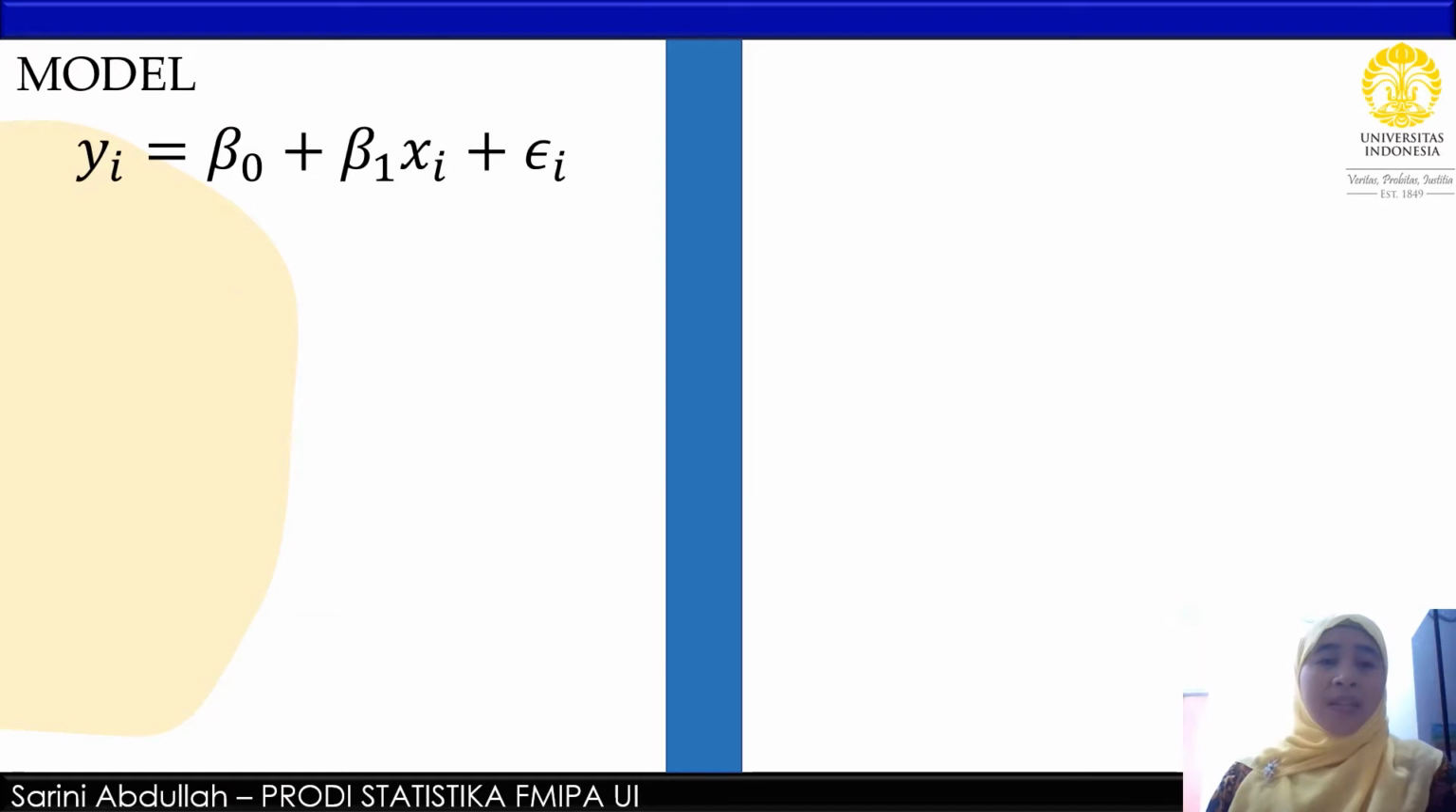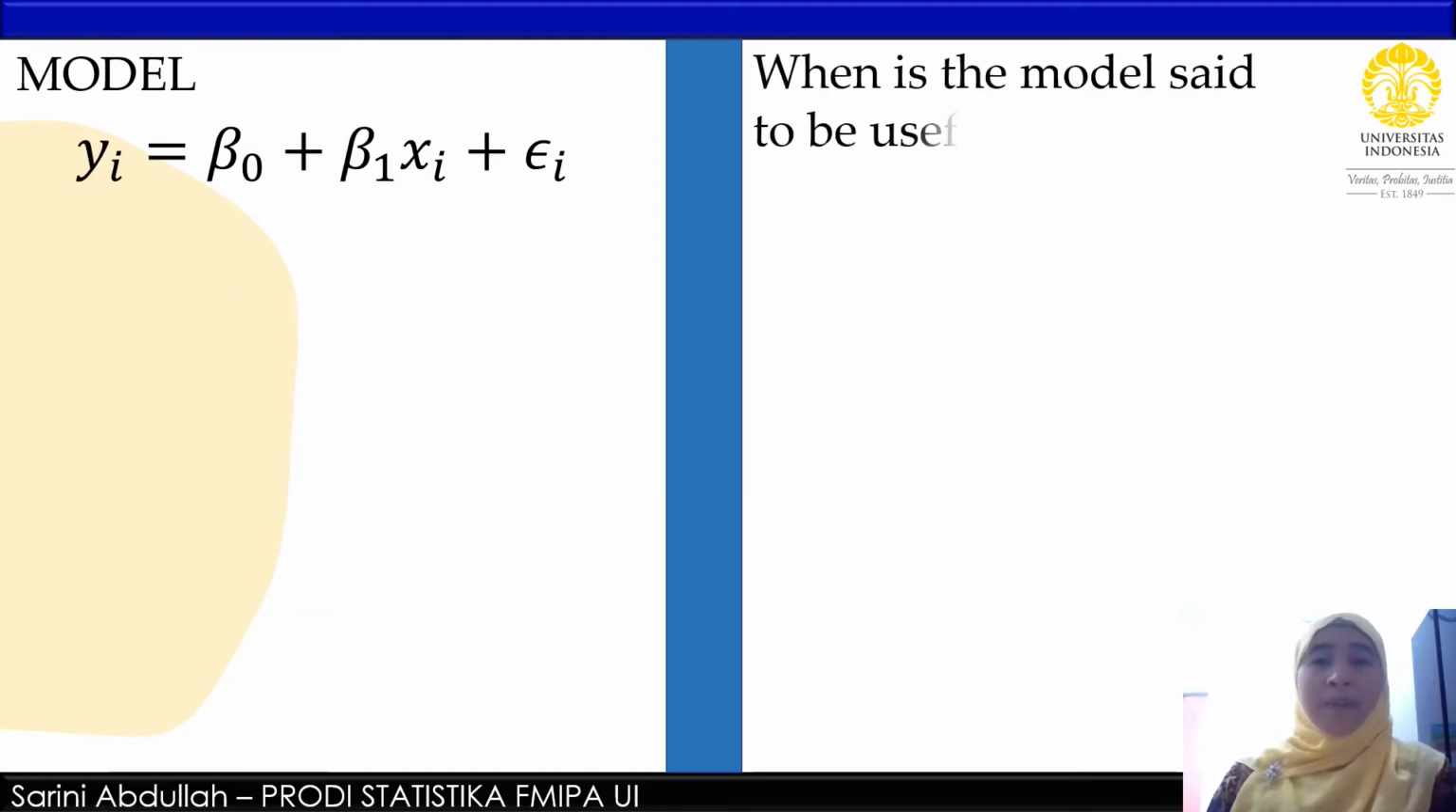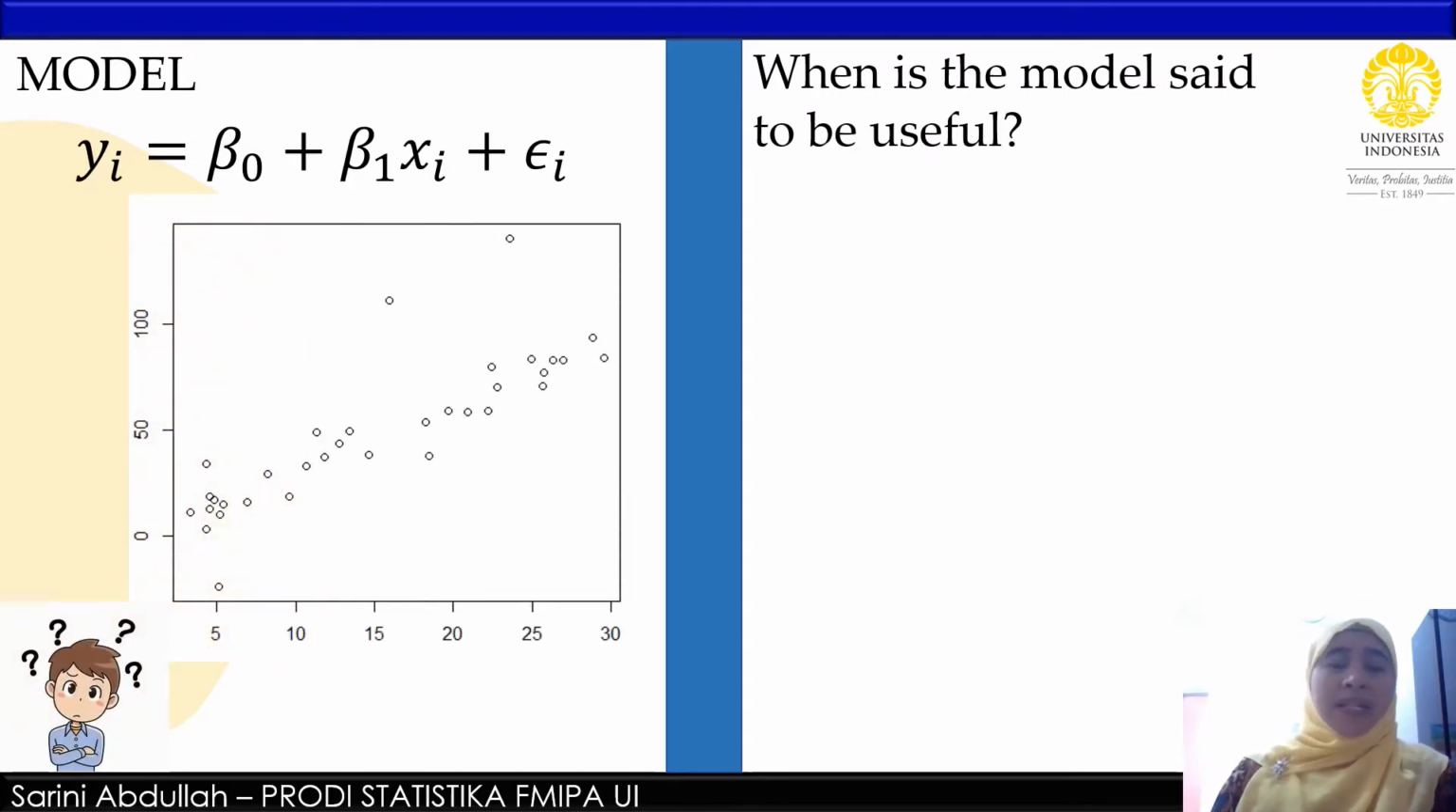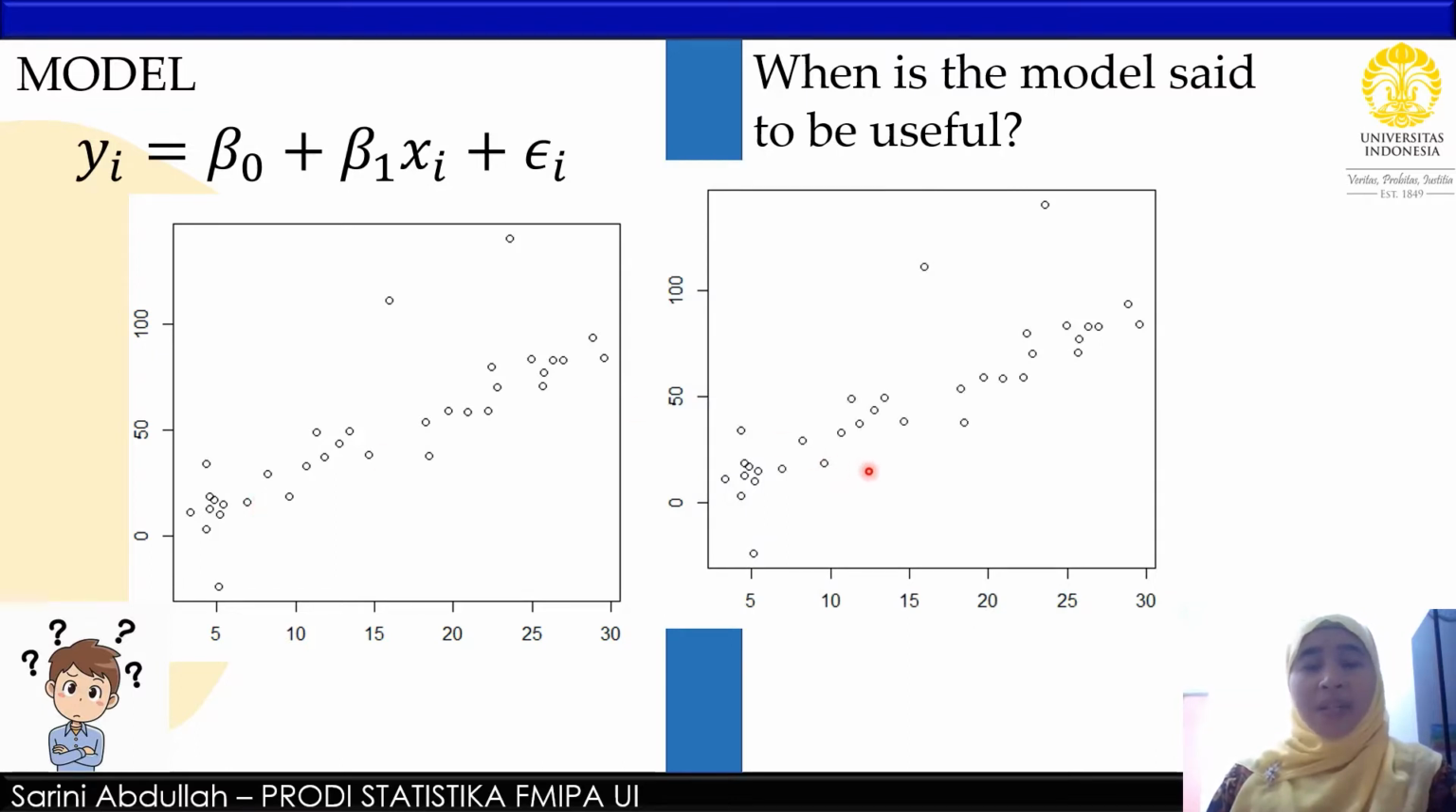So consider this model. Okay, we have our simple linear model. When is the model said to be useful? So let's see this illustration. Let's say we have this data, and I will just replicate the scatter plot of the data. Let's say for the first graph, we want to tell a story about yi, but on the first graph, we don't have anything to help us tell the story about yi.